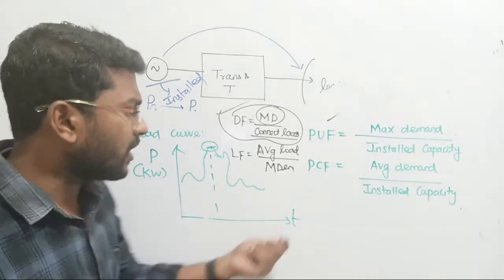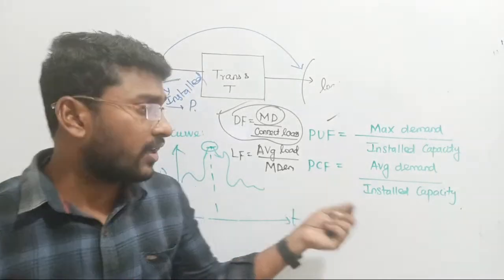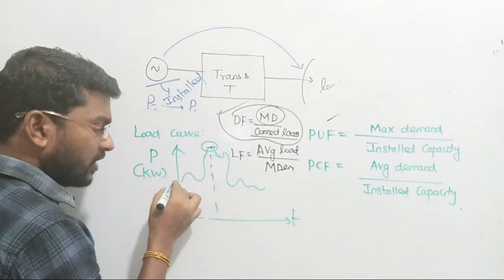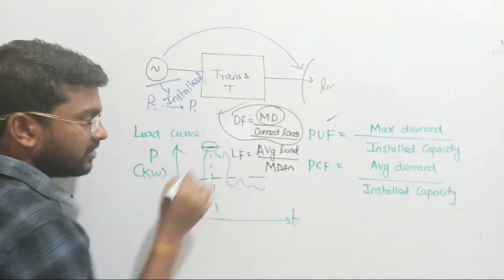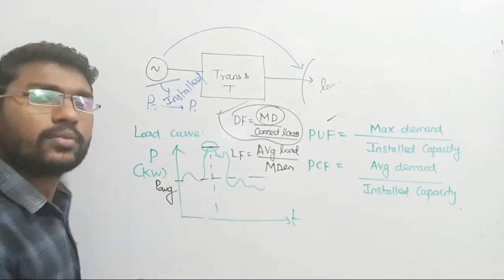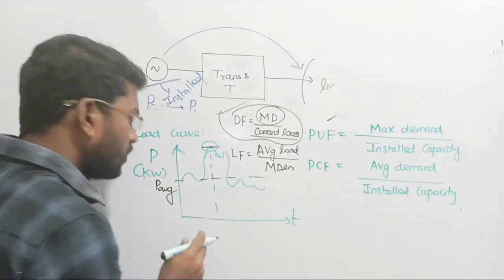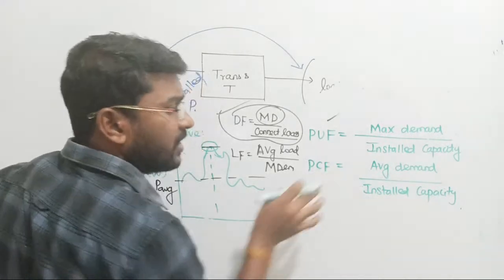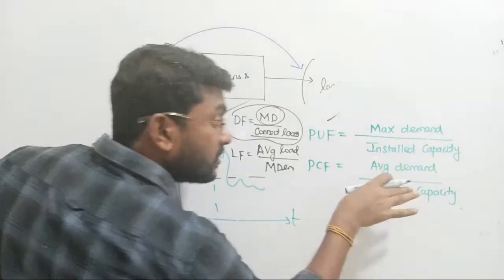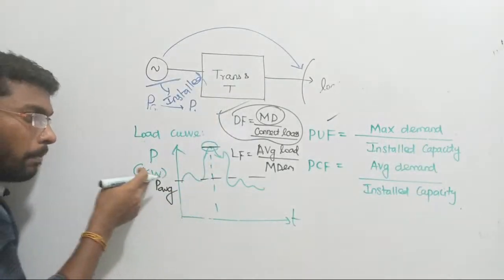Yes. Now similarly, plant capacity factor, what is the average demand? See there in the graph, all the things I am doing here, that is the maximum power. Average demand might be somewhere less here. Average power might be somewhere less here. So when I am looking for our plant capacity factor, what do I have to consider? We have to consider average demand and installed capacity. Average demand, not maximum, right?